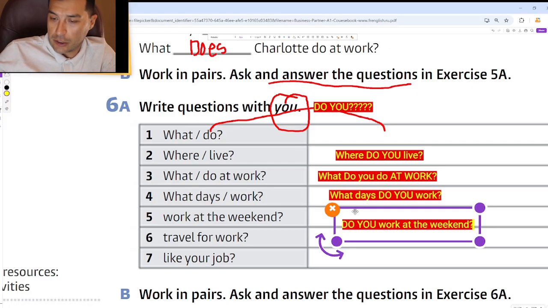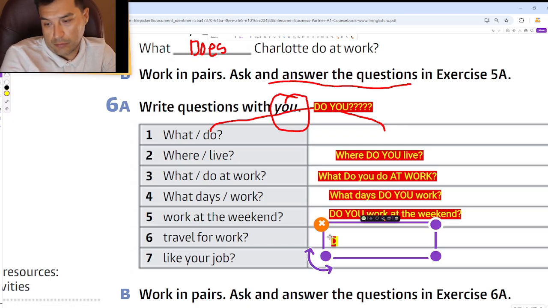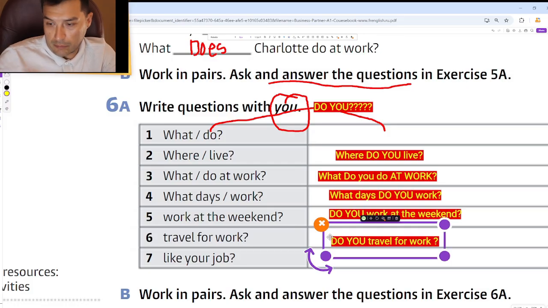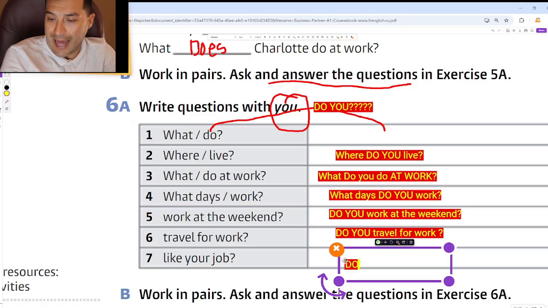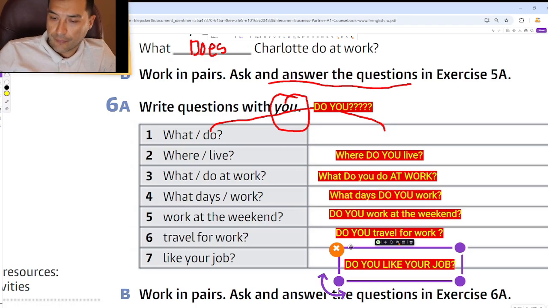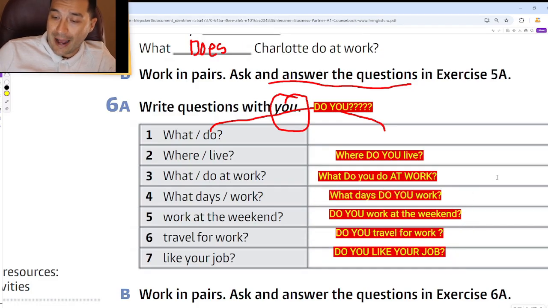Practice your questions. Do you travel for work? Do you like your job? What do you do? Where do you live? What do you do at work? What days do you work? Do you work at the weekend? Do you travel for work? Do you like your job?